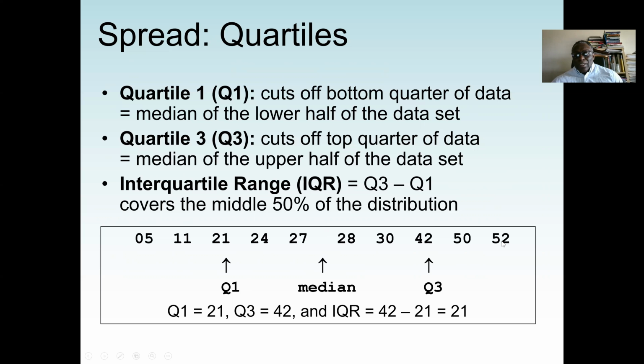Then I'll go to the right side, 28 to 52. The middle value is 42. So Q3 will be 42.